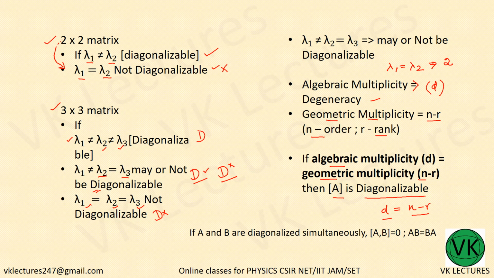Now there is another point: if A and B are diagonalizable matrices, then the commutator of A comma B equals 0, which means AB equals BA, or you can put it in the reverse order also. If the commutator of A comma B equals 0, then A and B are diagonalizable.